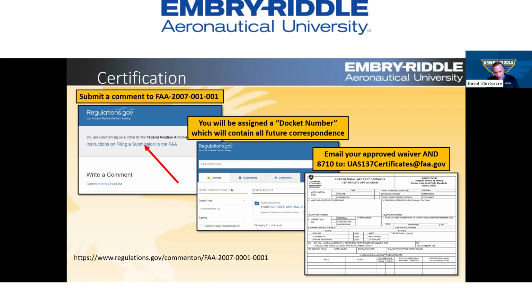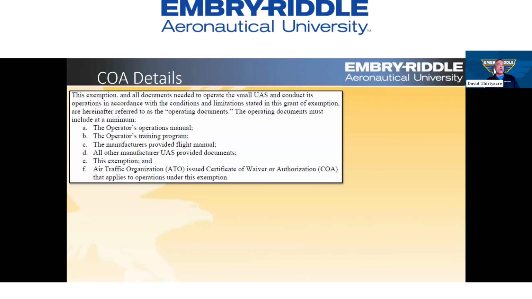But let's take a look at what you're signing up for. The process is much easier, but what goes into the process is not. So the COA details, things you have to have: operator's operation manual. You have to have a training program. Obviously, you're following the flight manuals, but then you have to have all the other manufacturers' UAS documents and everything else with you, and you have to have this exemption. So just the fact you have to have an operations manual and you have to have a training program are significant, because that now means you have to have records of all that too.